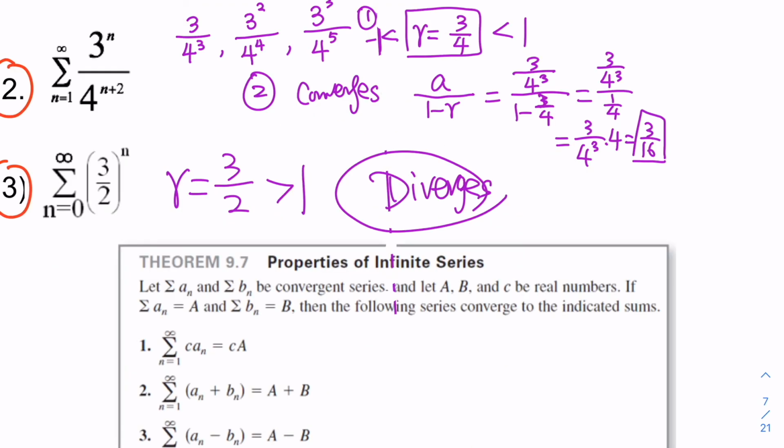So given the properties of the infinite series, given sigma an and sigma bn, both of them converge to a and b, and c is a real number. In this case, if we multiply an by a constant, the sum will be c times a. The sum and difference of the two series will be a plus b and a minus b.